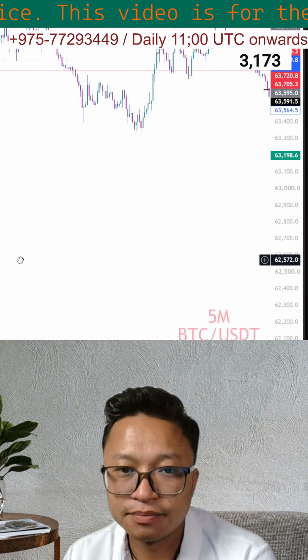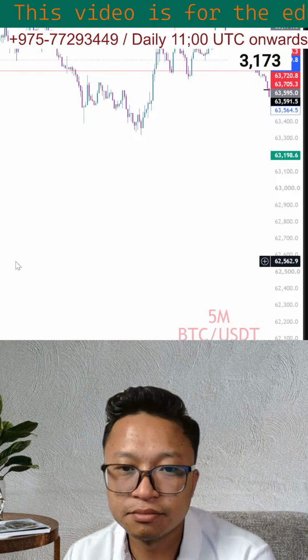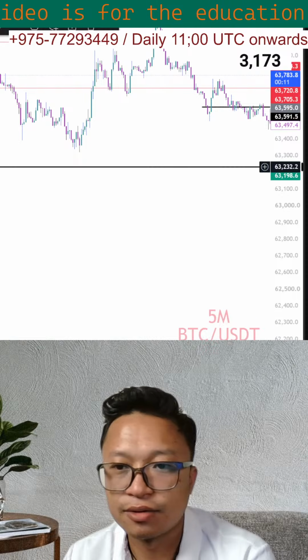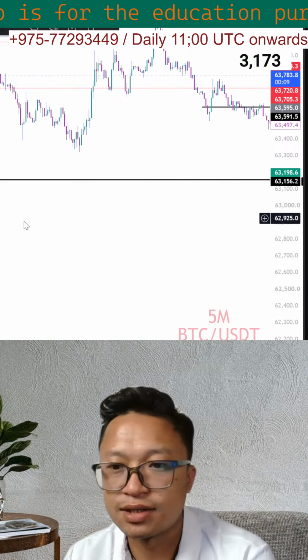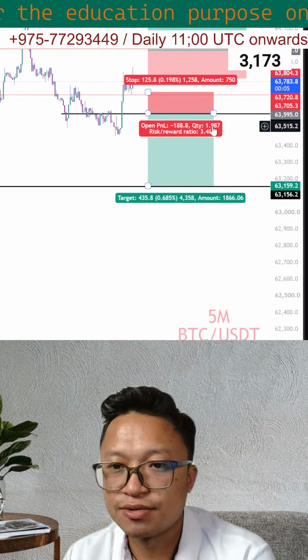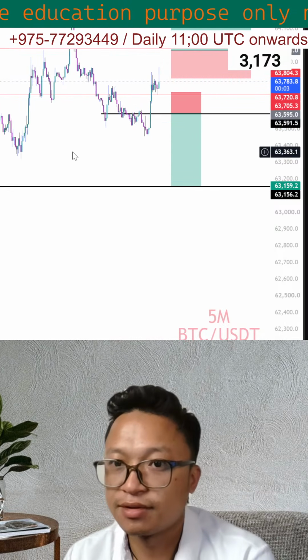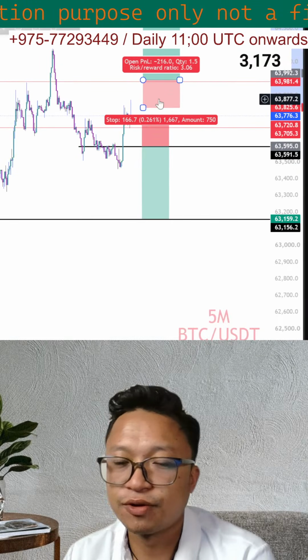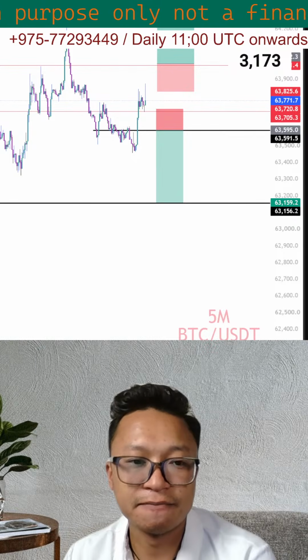Maybe this level, guys. We might like to target this level on the downside, the 63,000 range, if it breaks down. Most probably we are going to look for these two positions.